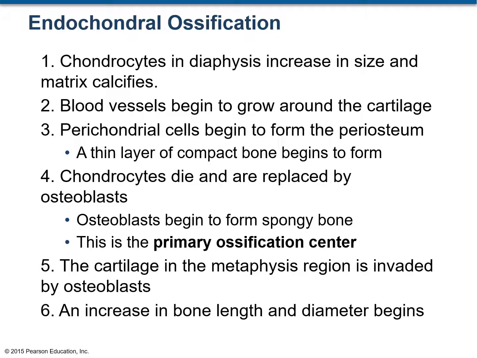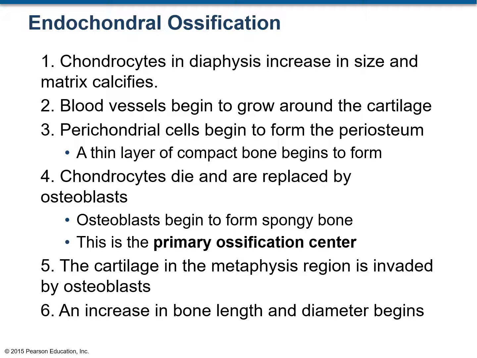Now the chondrocytes die because the matrix has become solid and calcified, so nutrients cannot diffuse to the chondrocytes, and they leave spaces. In these spaces, osteoblasts are formed from the bone stem cells. Osteoblasts begin to form spongy bone initially. This is known as the primary ossification center.